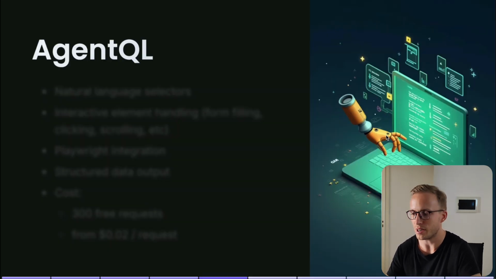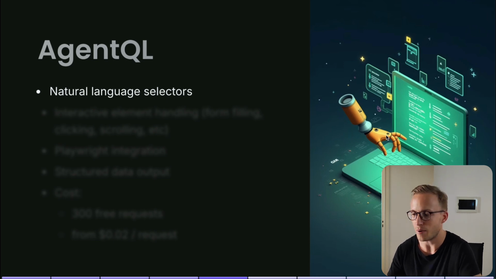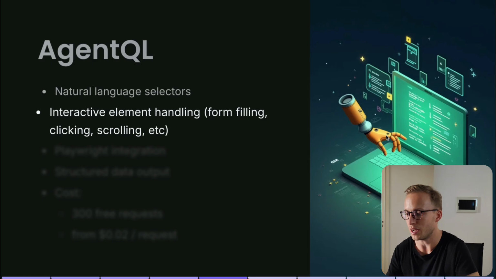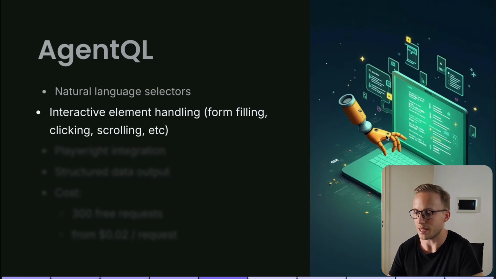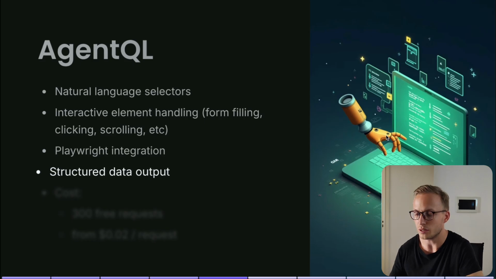Next on the list is a tool called AgentQL, and this also allows you to select data via natural language, and it can perform actions for you in the browser. For example, filling a form, clicking, scrolling, etc. So way more advanced, and like as the name already suggests, it has some agentic features. So it has Playwright integrated. This is a headless browser solution, and it's also providing structured data output for you.